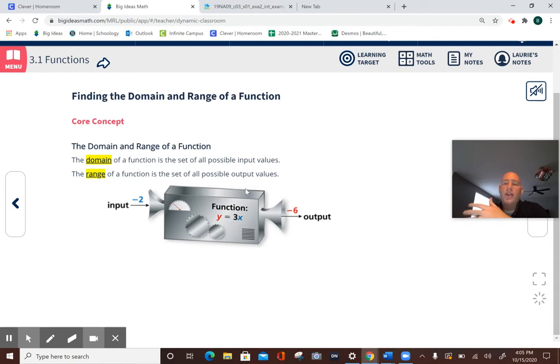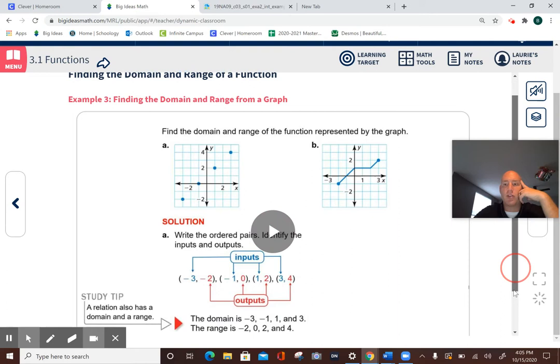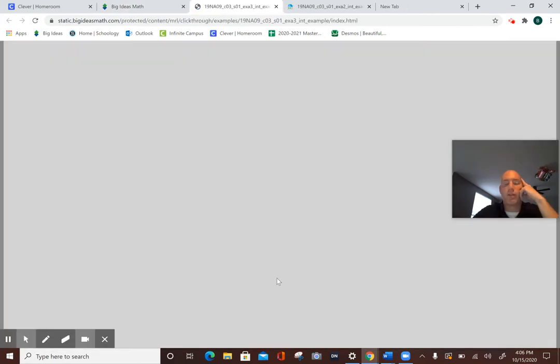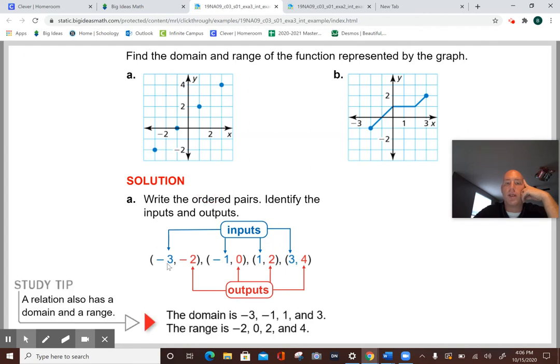Now, this can be very, very easy when we're just talking about a finite number of numbers. So, as we go through, when I look at the first example, you notice there's only 1, 2, 3, 4 points. This is very easy. The x for this point is -3. The x for this point is -1. The x for this point is 1. The x for this point is 3. So my domain would be all the inputs, -3, -1, 1, and 3.